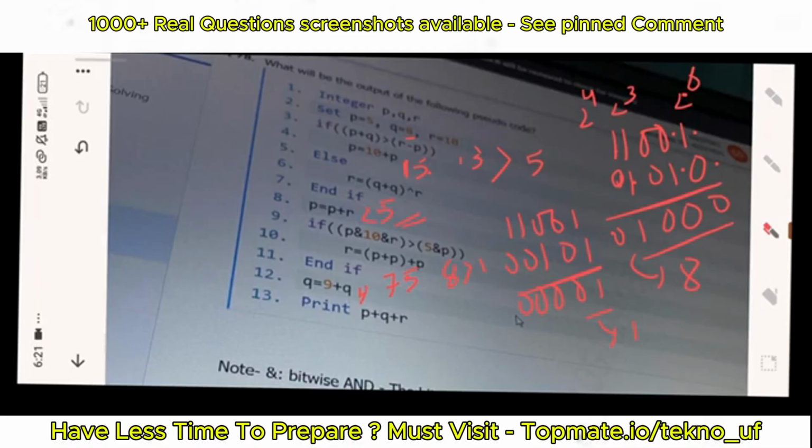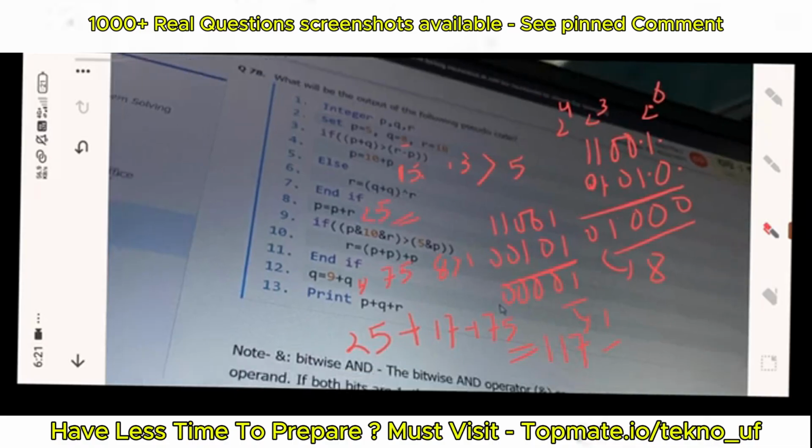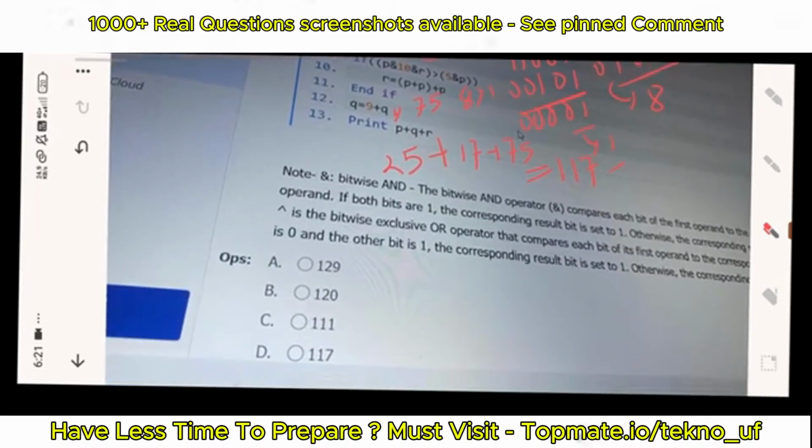So I hope you understood. Now the value of p plus q plus r: p is 25, sorry, I was saying 25 but writing 27. So p is 25, q is 17 and r is 75. So the value of p plus q plus r becomes 75 plus 25 is 100, plus 17 is 117. So this becomes 117. The value is in the options: 129, 120, 111 and 117. So out of this, D will be the correct answer.